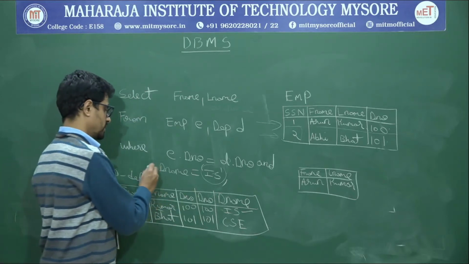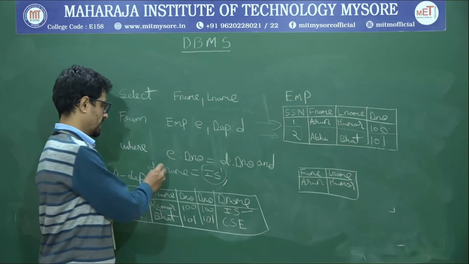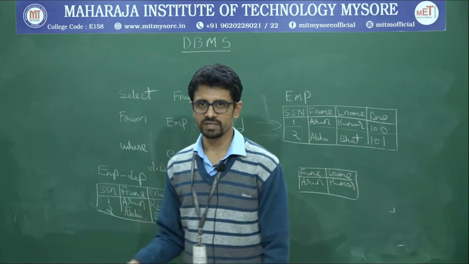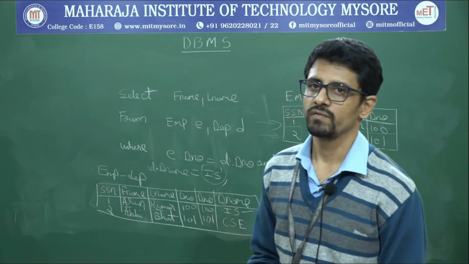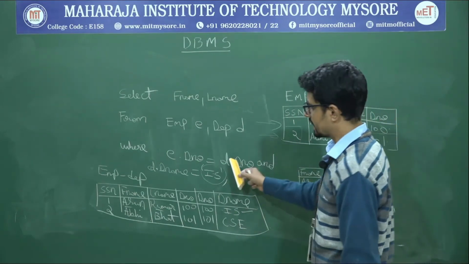Or you can also have D dot D name equal to IS, because D name belongs to the department table. If it is not duplicated, it is not required actually. If it is duplicated, it is required. If it is not duplicated, no need of specifying the aliasing for where attributes. So this is all about the aliasing.